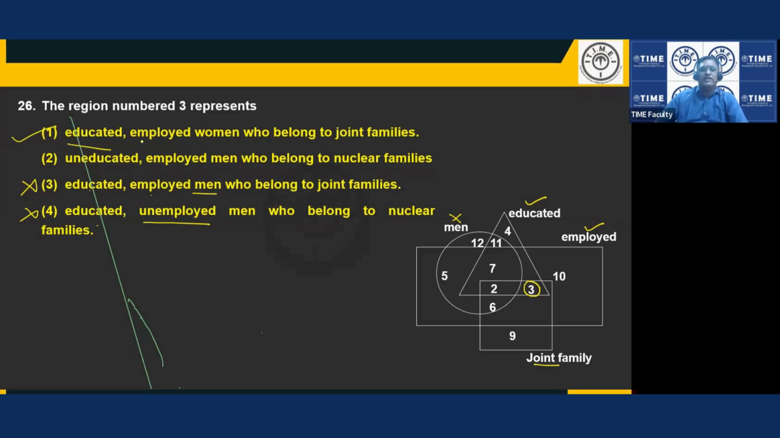Educated triangle, employed rectangle, women. Because it is not in the circle; if it is in the circle, it is men. Out of the circle we can call them women. Okay, belongs to joint family. Only option 1 is correct. The people who belong to this part of the circle, we can call men. Out of the circle everyone will be called women, because if not men, then women.